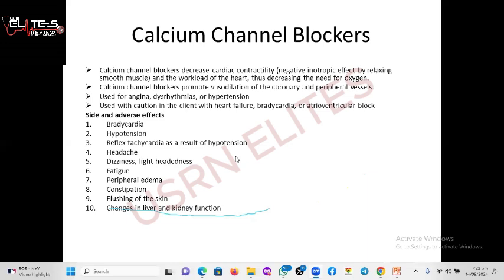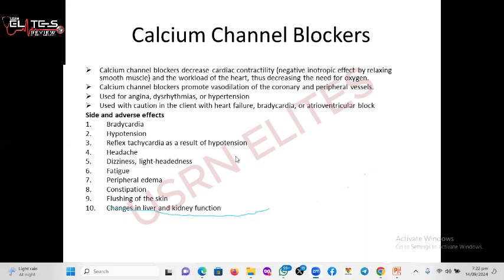Same thing applies to someone with bradycardia. You wouldn't use a calcium channel blocker for someone with bradycardia because it will further worsen their case. Same as someone with atrioventricular block or a heart block. Already in heart block, their heart rate will be down, so you wouldn't go ahead to use a calcium channel blocker.